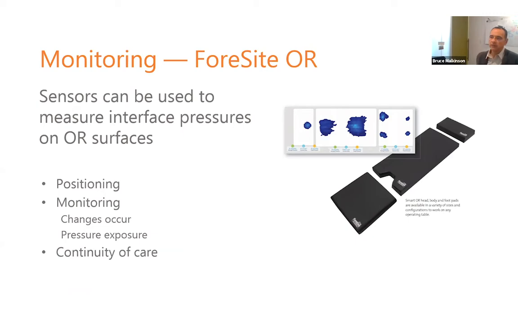The sensors are used to measure those interface pressures on the operating table surface to ensure proper positioning and to monitor the patient during that procedure to see if any kind of changes occur pre-post anesthesia, or as the patient comes out of that following the procedure. And if those pressure exposures exist during the procedure, the patient can be repositioned when the opportunity exists, or from a continuity of care perspective, that information can be passed along with the patient as they move into an acute care bed.